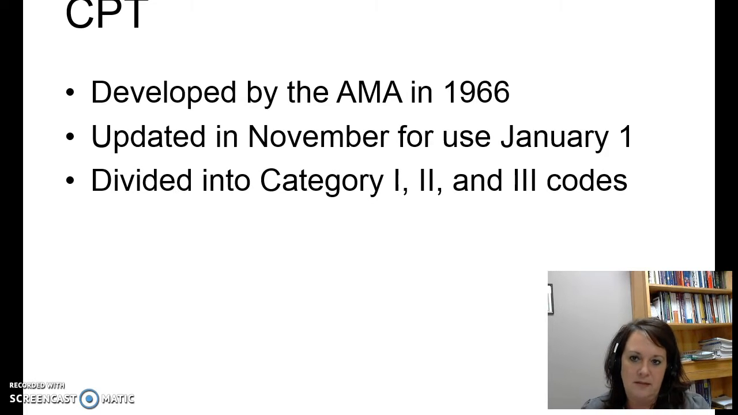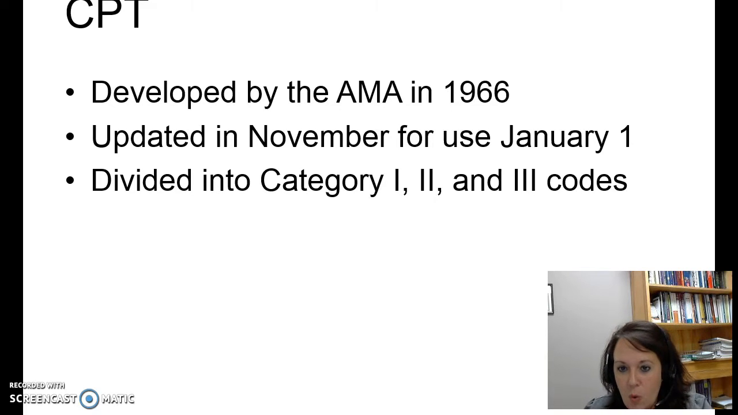So CPT class, procedures, see the P for procedures in there. Those are your what's, okay? We're going to code all procedures. It was developed by the AMA, the American Medical Association, in 1966. You guys can all read this. Basically, you need to know, and I have a little quiz, it's updated every year, yearly. Okay, that's a quiz question.